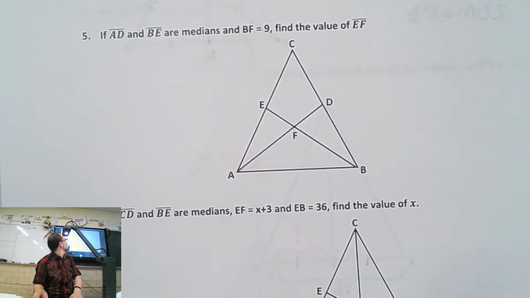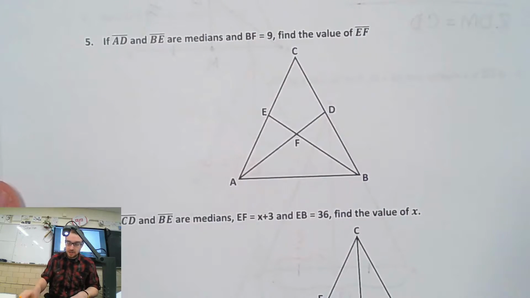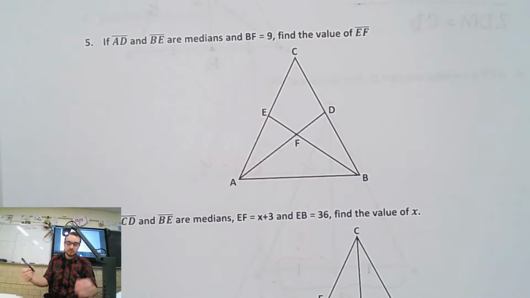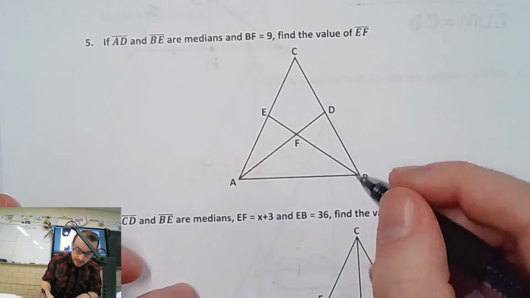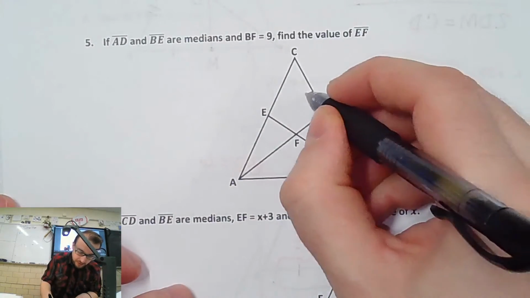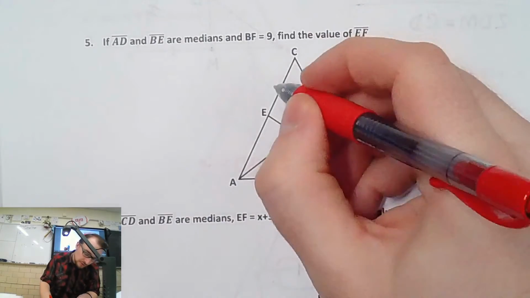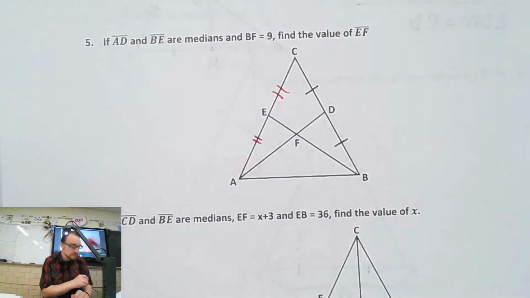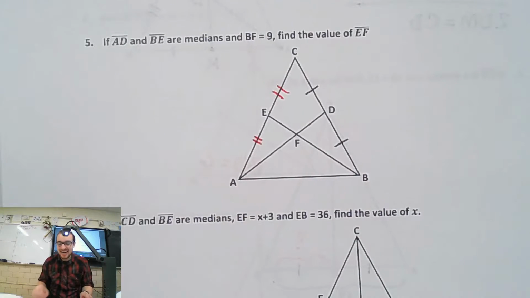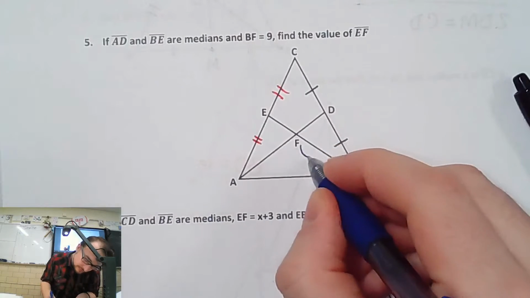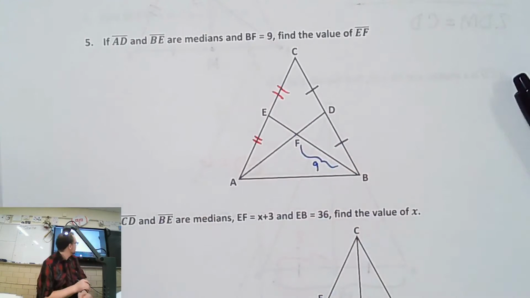Just easy. AD and BE are medians. First thing you should do, mark congruent segments, right? AD cuts this in half, so we got a segment here and a segment there that match. And then it must be true that these are the same as well, right? BF, well that's 9.